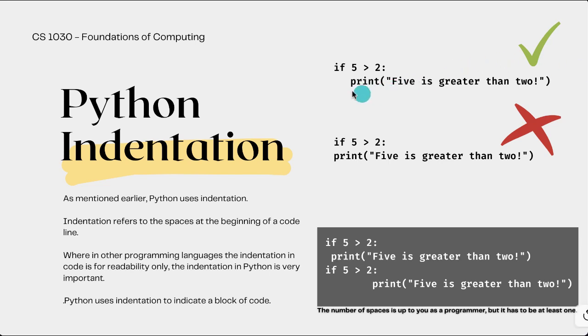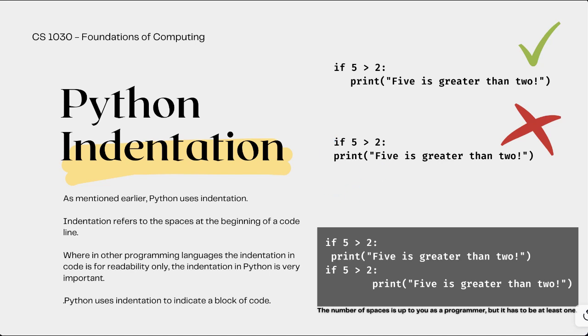So here we have an if statement. We're saying if 5 is greater than 2, then, and see we have this indentation. If it is, then print 5 is greater than 2. So that's a proper indented if statement. Then we have if 5 is greater than 2, and then there's no indentation. This is wrong. It will give you an error. These two lines do not correlate because there is no indentation.